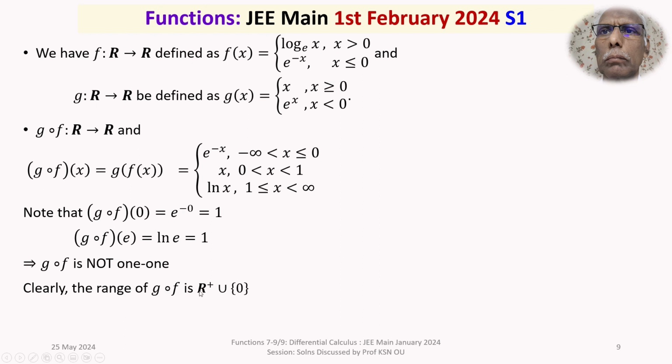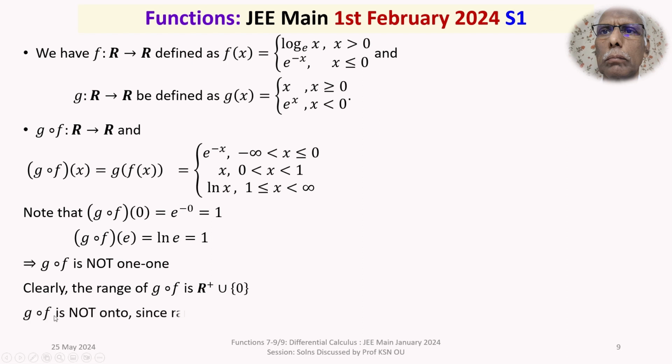Is the range equal to codomain? Codomain of G compose F is R. So the range is only a part of R. That means the negative real numbers are unmapped from the codomain. For any negative real number that you take in the codomain, you do not find a pre-image for that. Therefore, G compose F is not onto.